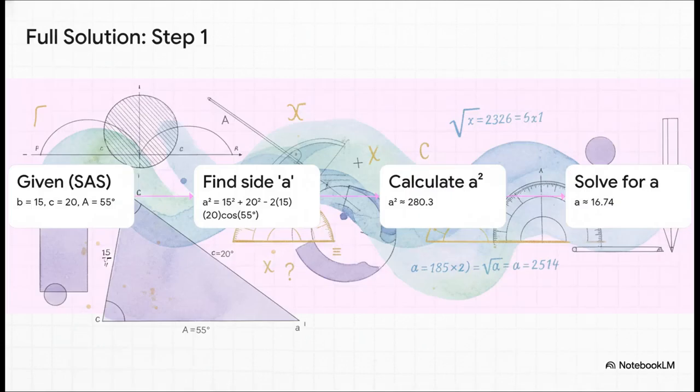Here we've got side B is 15, side C is 20, and the angle between them, angle A, is 55 degrees. So our first mission is to find the side opposite that angle, side A. We just use the version of the formula that solves for A, plug in our numbers, run the calculation, and we find that side A is about 16.74.